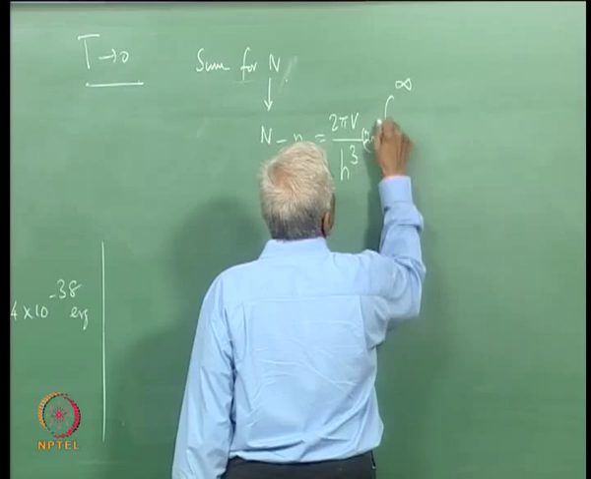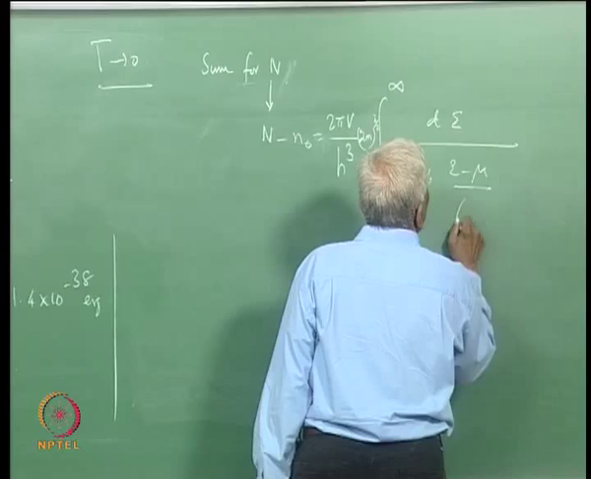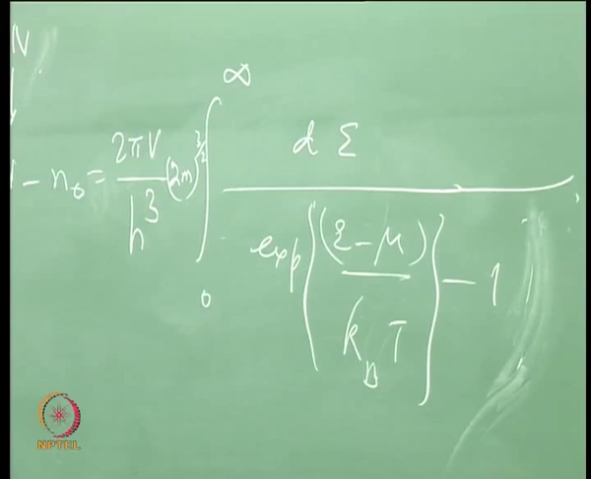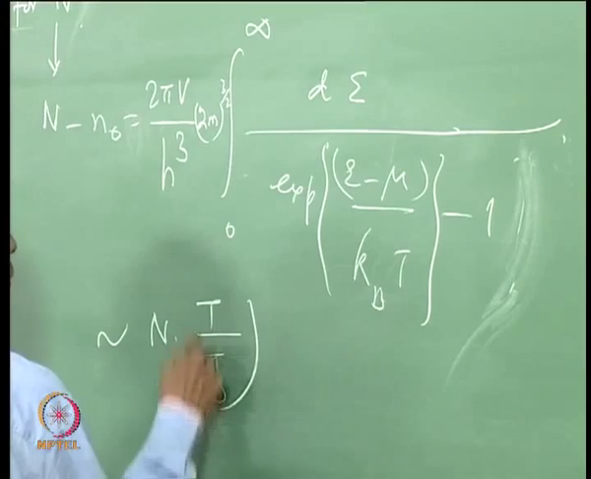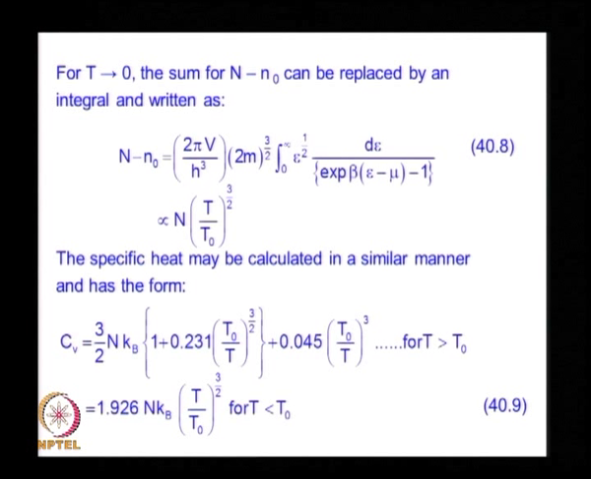The standard density of states, and here you have dE by exponential, so that integral goes as n times (T/T naught) to the power 3 by 2. Now, using the same picture, the specific heat can also be calculated and compared with the experiment.